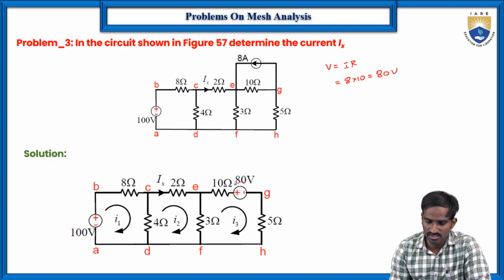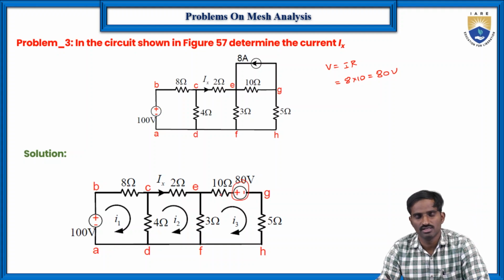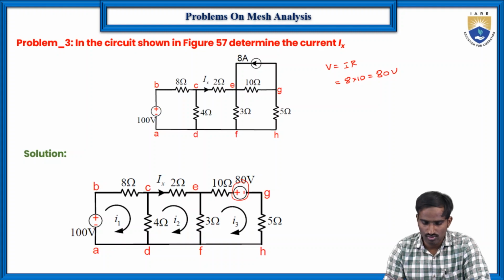So here as you can see, this is 80 volts that I have replaced, and again the resistance is in series with this voltage source, right? So now the total network is reduced into the 3 loops. Okay, so 1, 2, 3. So now again like in the previous problem, we can apply the same way the KVL for these 3 loops. Then we can find the current values of I1, I2 and I3.